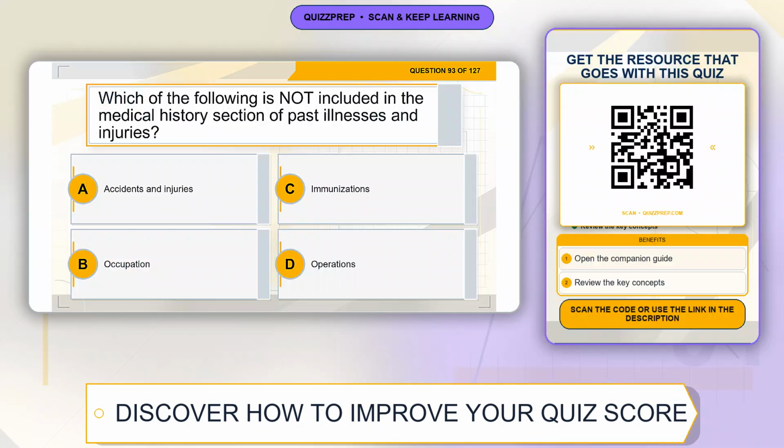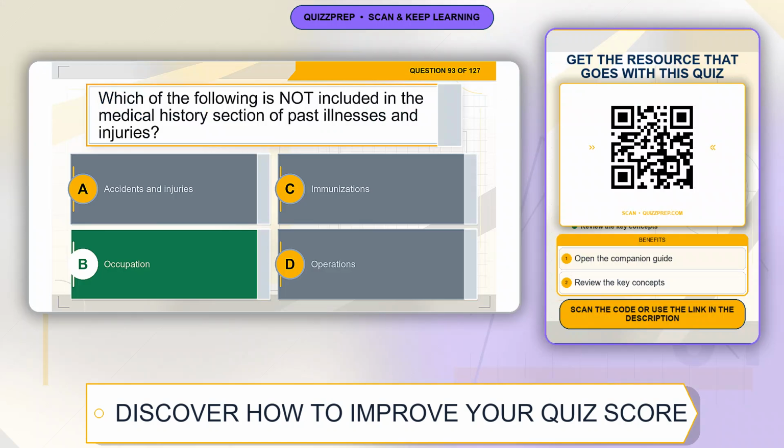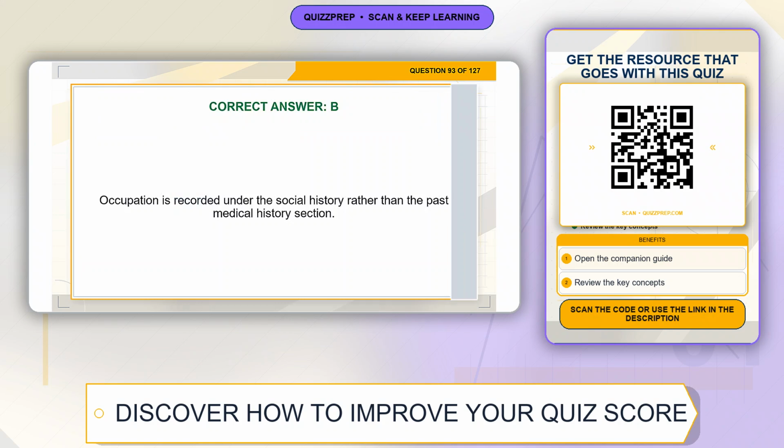Question 93. Which of the following is not included in the medical history section of past illnesses and injuries? Option A, accidents and injuries. Option B, occupation. Option C, immunizations. Option D, operations. The correct answer is option B, occupation. Explanation. Occupation is recorded under the social history rather than the past medical history section.